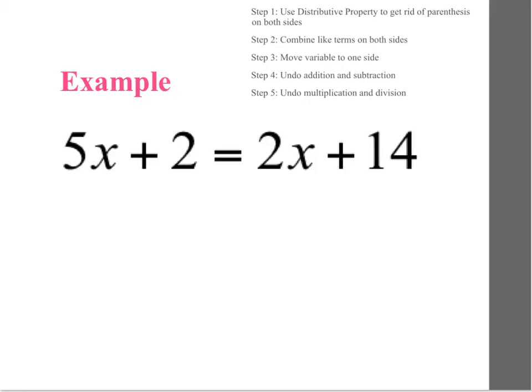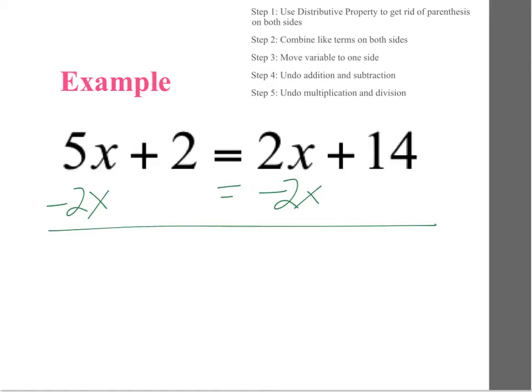In general, if you can move the smaller of the variables, it moves a little better. You don't have to deal with so many negatives. So I'm going to move my 2x because that's a bit smaller than the 5x. Remember, you can do anything you want as long as you do it to both sides. So on the right-hand side, I have 14. On the left-hand side, I'll have 3x plus 2.